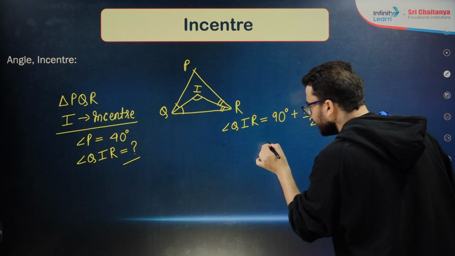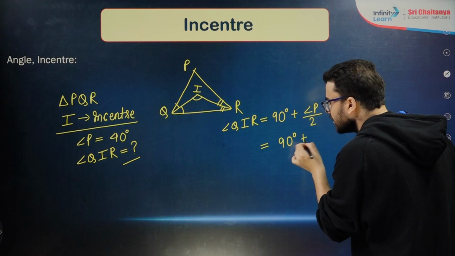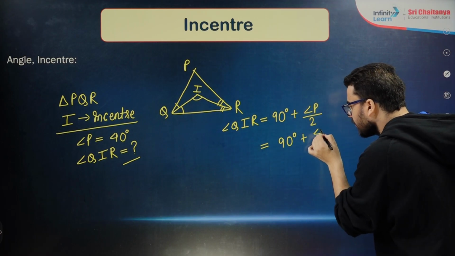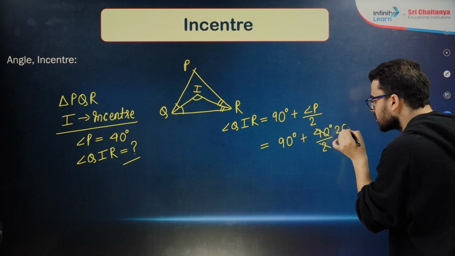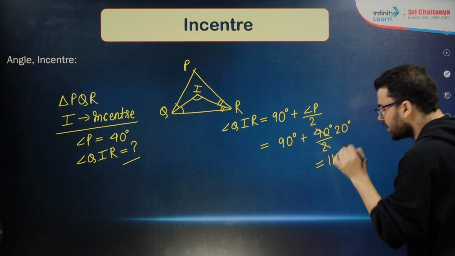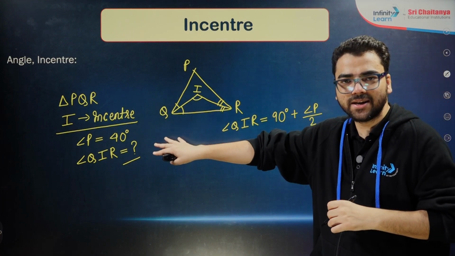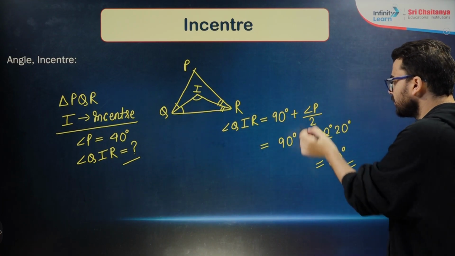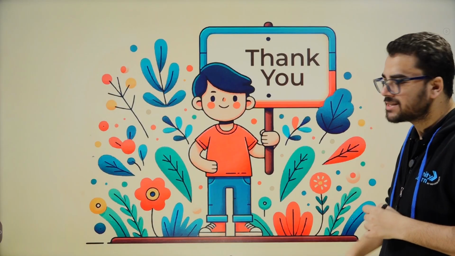This has been proved many times on this channel as well. So this is 90 plus half of the third angle, which is 40 over here. So that is what, guys? Half of it is 20. So 90 plus 20 is 110. So 110 is the answer. But you have to remember this relation. You have to understand what an incenter is, and you must be able to recall this relation as well. I hope this is clear.